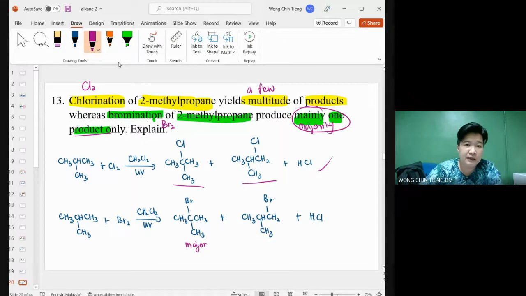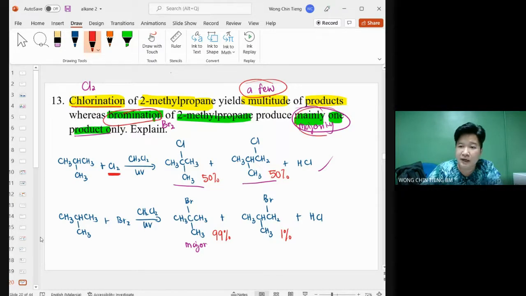And if you remember, talking about the major minor, I told you that bila chlorination, dia tak ada major minor. Semua sama rata. Pakcik ni pegang 50%, pakcik ni pegang 50%. Betul? The percentage tu saya letak untuk ajar je. Dalam exam jangan letak percentage. And this one will be approximately 99%. This one will be approximately 1%. That's why chlorination will give you a few product, but bromination will give you only majority one product.